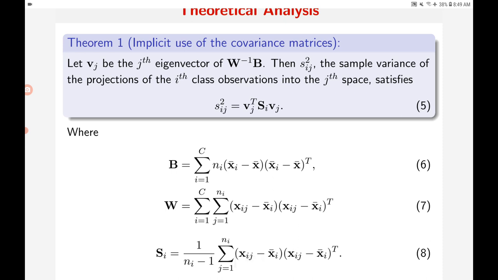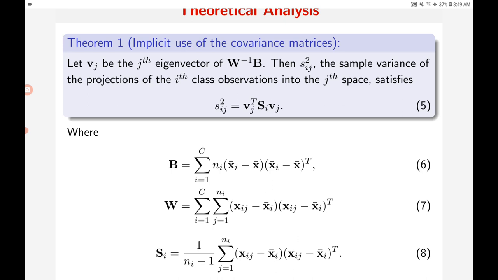So we now have the first theoretical result, which reveals the implicit use of the covariance matrices. Let V_j be the j-th eigenvector of W inverse times B. Then S_ij squared, the sample variance of the projections of the i-th class observations onto the j-th direction, will satisfy equation number 5. That is, S_ij squared is equal to V_j transpose times S_i times V_j.